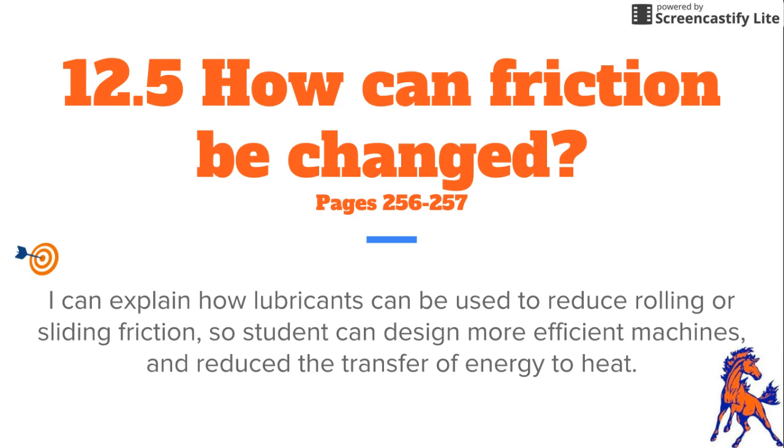Objective and key terms. Key term, lubricant, a material that reduces friction. Moving against friction. Friction makes it hard to move objects. Force is needed to overcome the force of friction. Suppose you want to push a heavy wooden box across the floor.